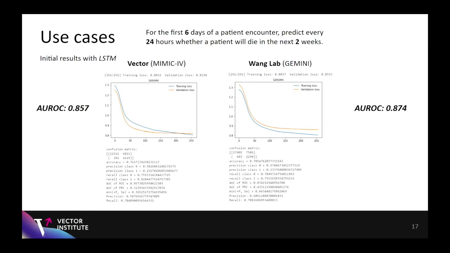For the vector, we got an AUROC of about 0.85, and for the Wong lab, we got an AUROC of 0.87. I think these are quite good results, especially since they're initial. These are recent, and I'm sure we will keep improving them in the future.